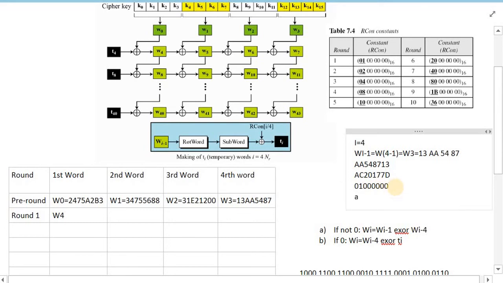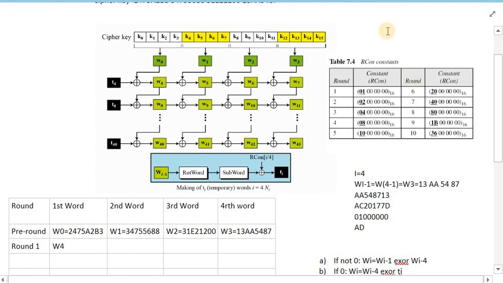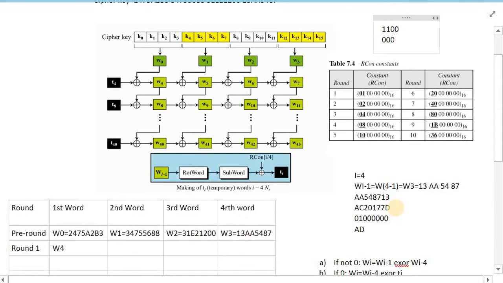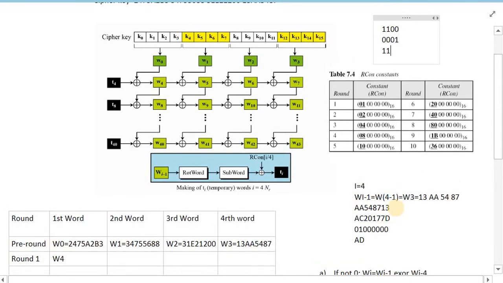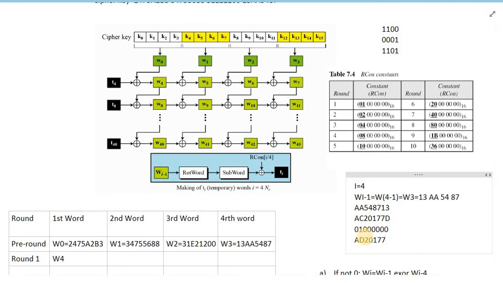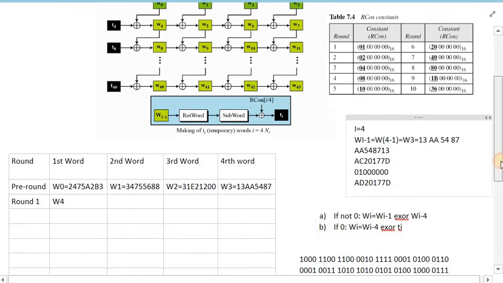So what should be the answer here? The value of the answer is C plus 1, which is D. What is the representation of C? 1100, in which I have to add the 1 value, so 0001. What will be the value? 1101. What is the hexadecimal equivalent value? That is D. So the answer is D here. Then 2, then 0 and 17, then 7D. So this is your final answer of the T value.